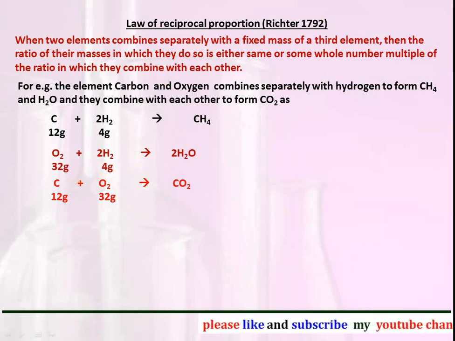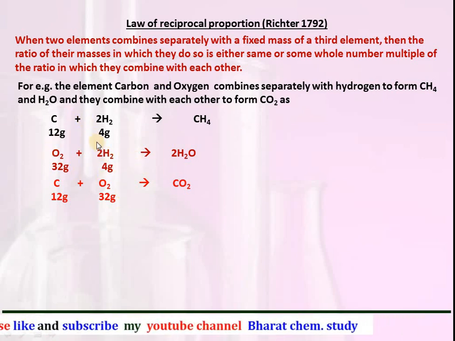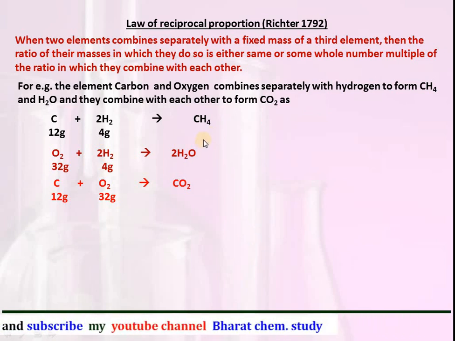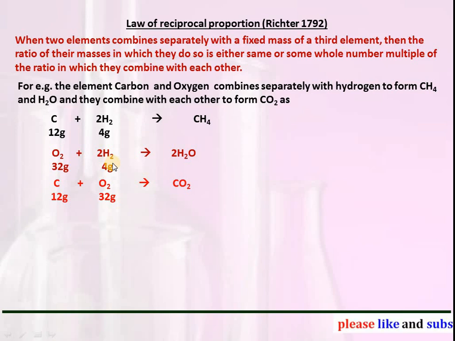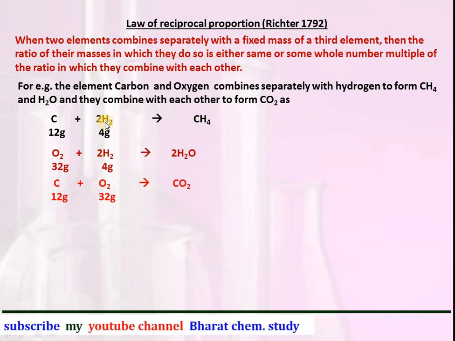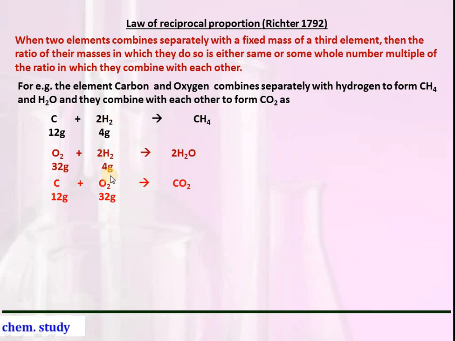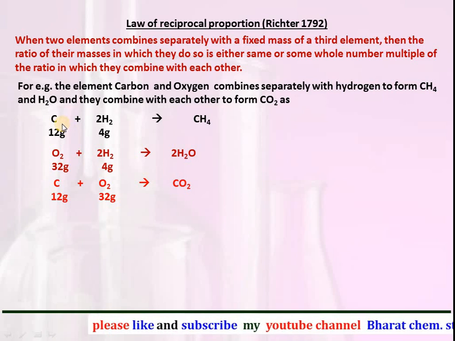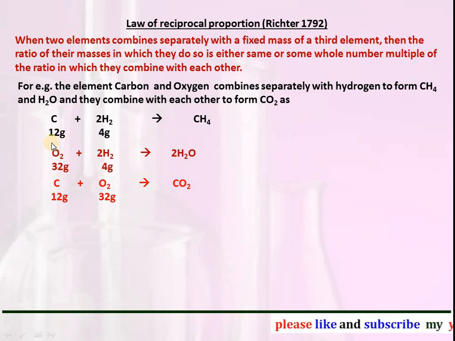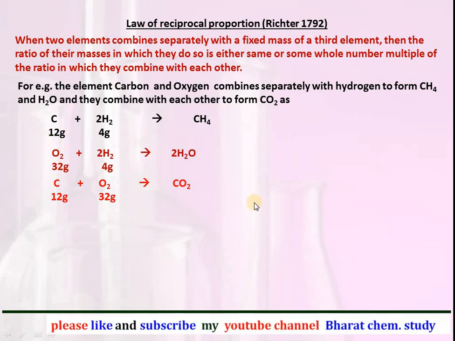So first of all, we have to take any two equations with a common reactant. To do the numerical, in these equations, the common reactant is hydrogen. So we are going to fix the mass of hydrogen here. In both equations, the mass of hydrogen is 4 grams. That means their mass is fixed. So we have to take the ratio of the carbon and oxygen which are going to combine with a fixed mass of hydrogen. The ratio comes to be 12 ratio 32, that is 3 ratio 8, and this is the first ratio.